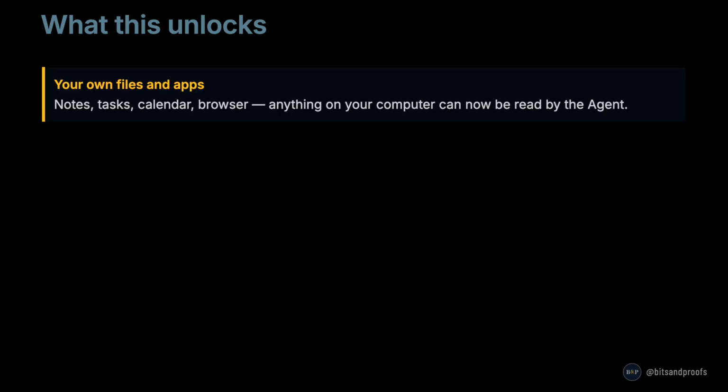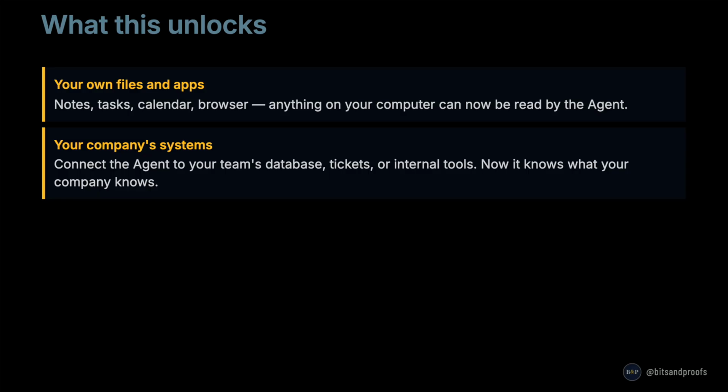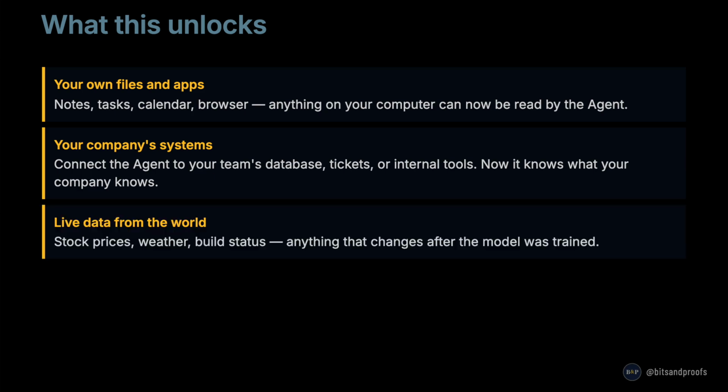Now think about what this opens up. Personal automation, notes, tasks, calendar, browser history, your own scripts. Anything sitting on your machine that you can reach from Python becomes context the AI can use. Internal company tools. Wrap your database. Wrap your ticketing system. Wrap your deployment pipeline. Suddenly, the AI understands your business in a way it could never understand from training data alone. Real-time data, stock prices, weather, service health metrics, deployment status, anything that changes after the model was trained.